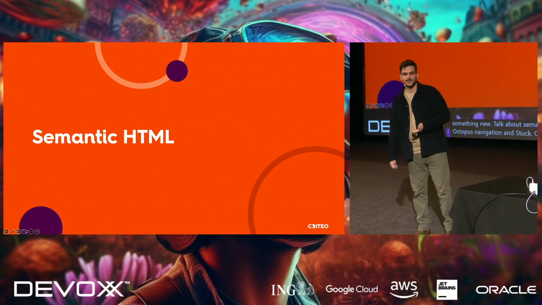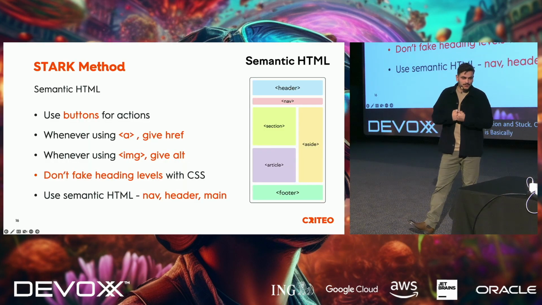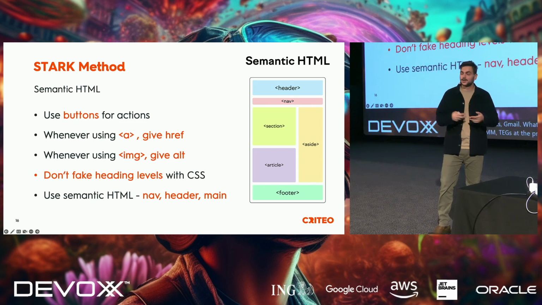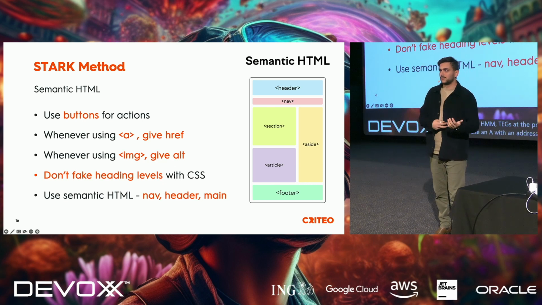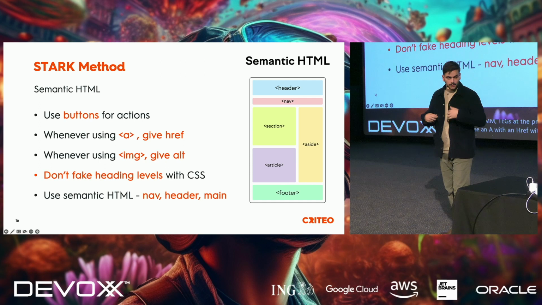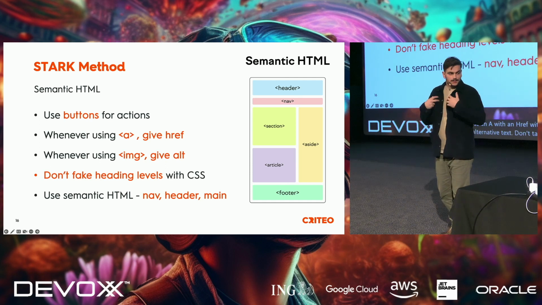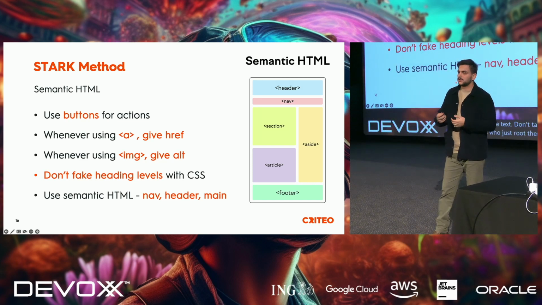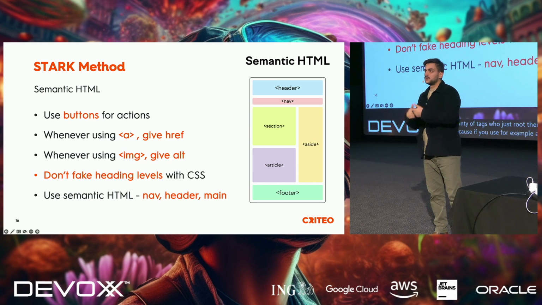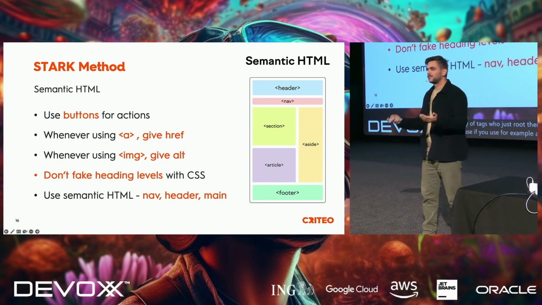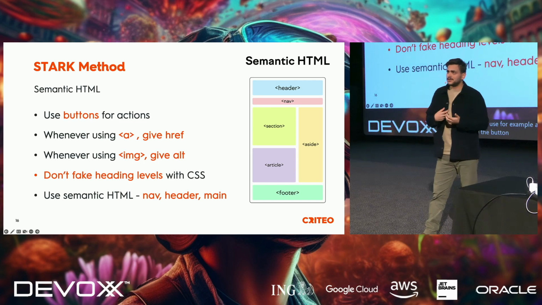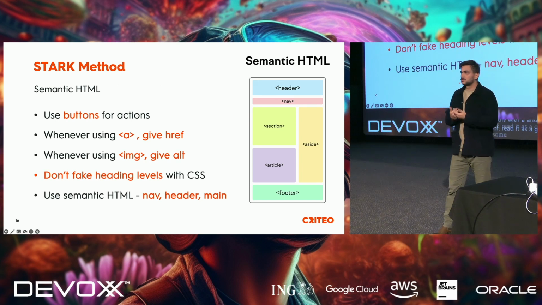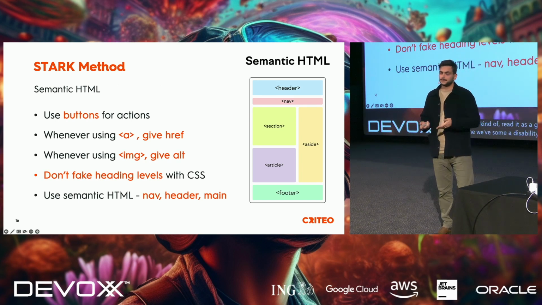What is semantic HTML? Basically, semantic HTML is just using HTML tags in the proper place. So you use a button for an action, an A with an href for a link, and an image with an alternative text. Don't fake things with CSS. There are plenty of tags, so just use them. And why is it important? Because if you use, for example, a div with an onclick action to recreate a button, a screen reader will read it as a group and not as a button. So someone with a disability won't know the purpose of your item.